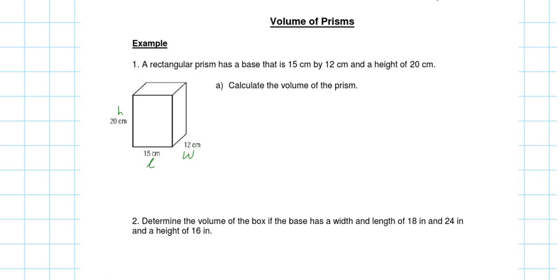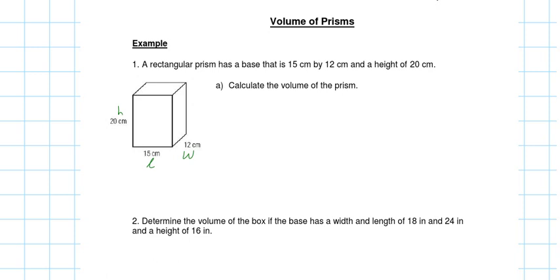No. You have to remember, it's not like the surface area where you had to find the area of each side and then add them together. The volume asks how much space it takes, so it doesn't matter if you're missing a side or not. It's always going to be length times width times height.